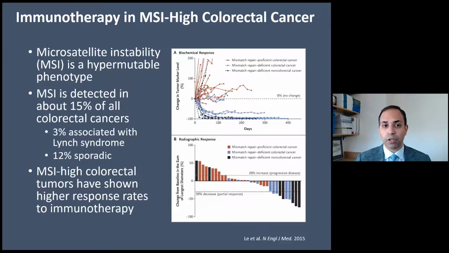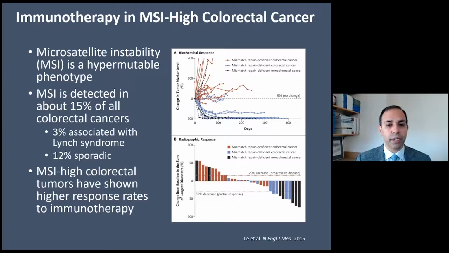In this landmark trial on the right, patients with mismatch repair deficient diseases, both colorectal cancer and non-colorectal cancer, as well as those with mismatch repair proficient colorectal cancer, were treated with pembrolizumab. Those patients with mismatch repair deficient diseases had a potential for significant and sustained responses to immunotherapy. However, in those patients with mismatch repair proficient colorectal cancer, the response rate to pembrolizumab was essentially zero.